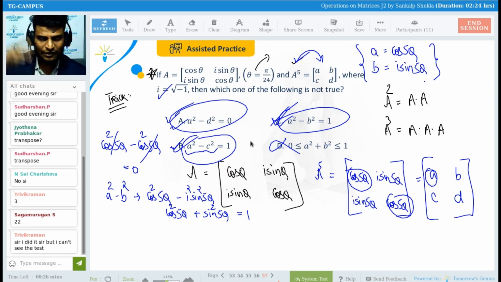I don't know what the value of A square plus B square is. It should be lying between 0 and 1, I don't know. But I don't have to check for it also. Why? Because I can clearly see that three options are correct. So if three options are correct, the fourth one is eventually supposed to be wrong. So I hope this much is clear. I hope this question is clear to everyone.